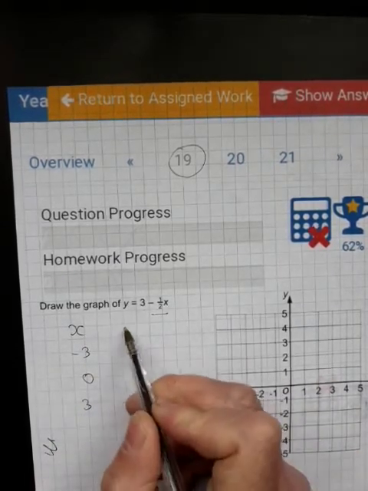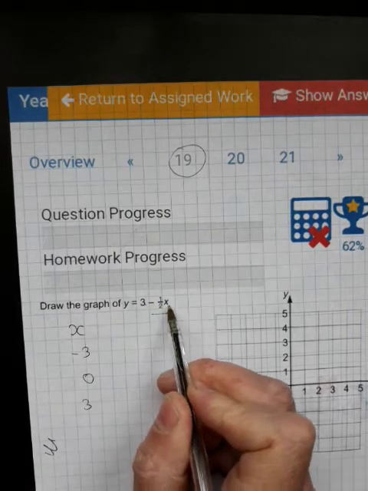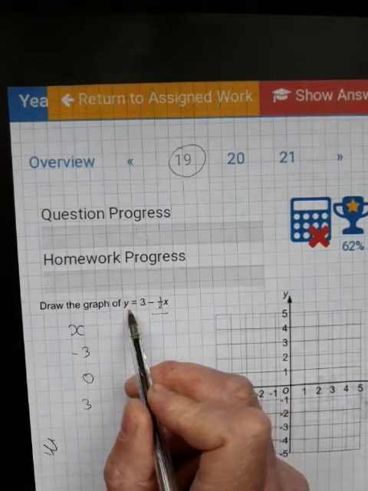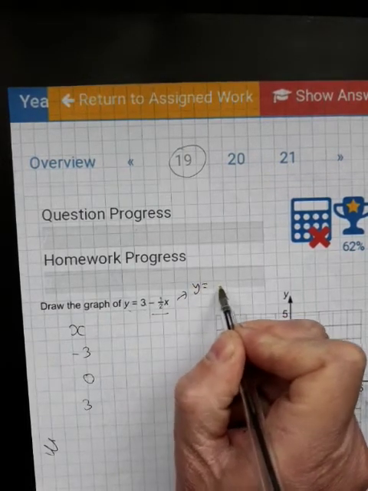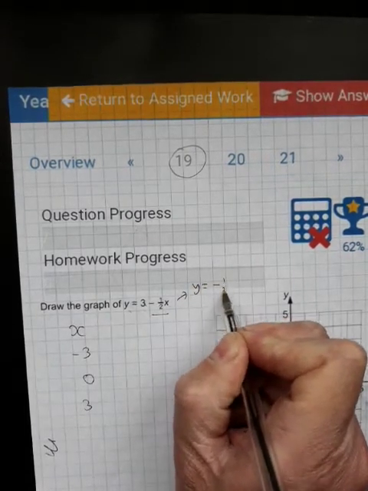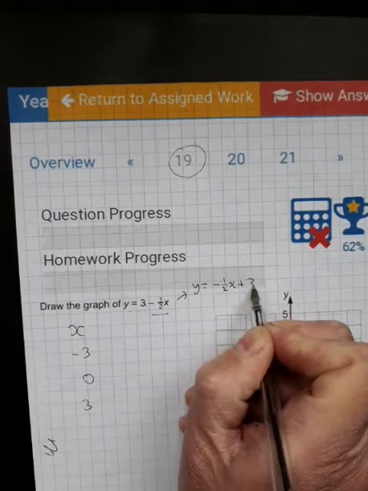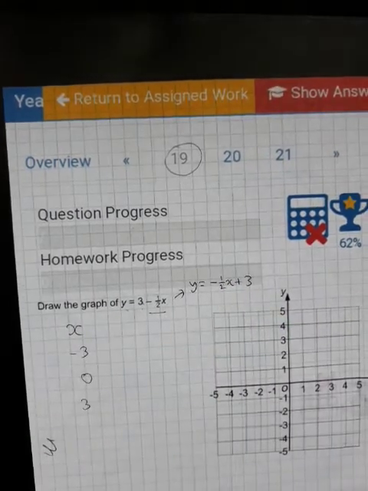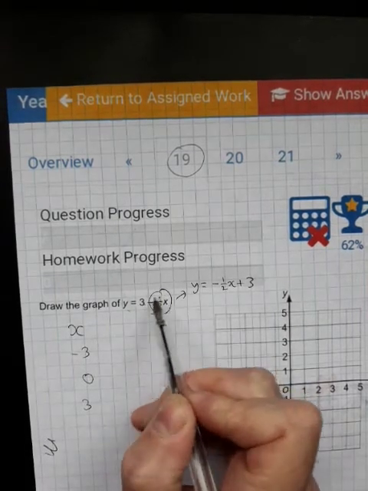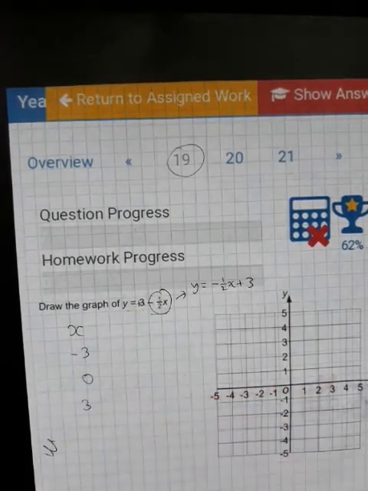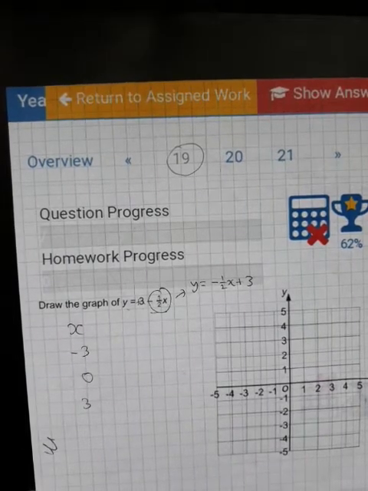Okay, so what's happening here? It's 3 subtract half of x. That's how we find y. Another way of saying that would be y equals negative half x plus 3. Just have a look at that. All I've done is change the order there. That's minus half x, and that's a positive 3. So I've just switched it around to make it fit the way we've done things before.